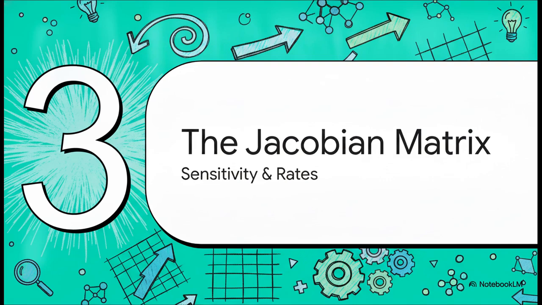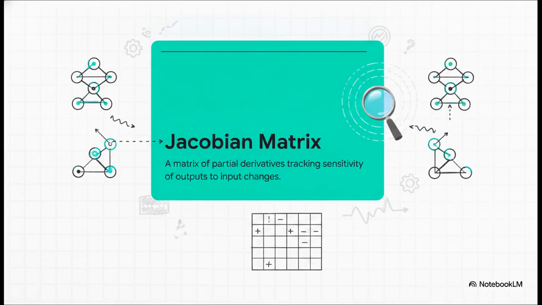Section 3. The Jacobian matrix explained. Sensitivity and rates of change. Focus on the first pillar. This is the exact mathematical engine powering Anthropic's new tool. The Jacobian matrix is essentially a giant grid of sensitivities.